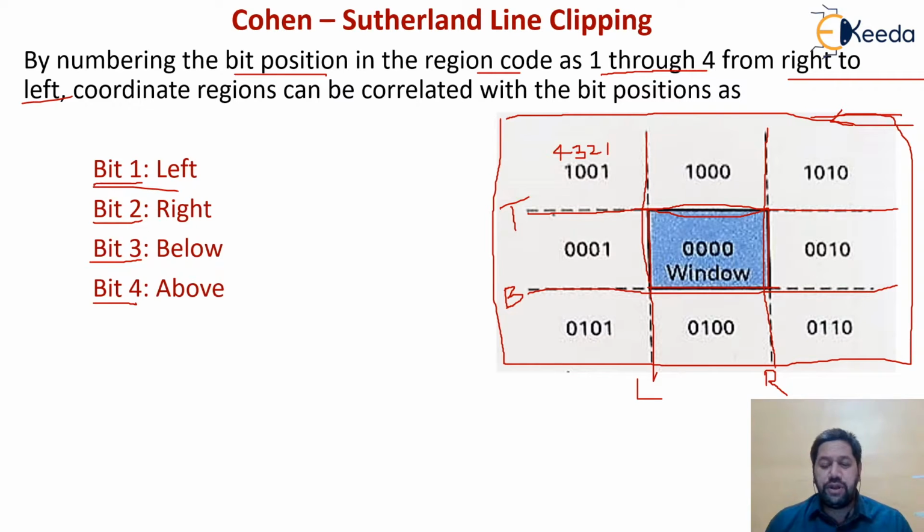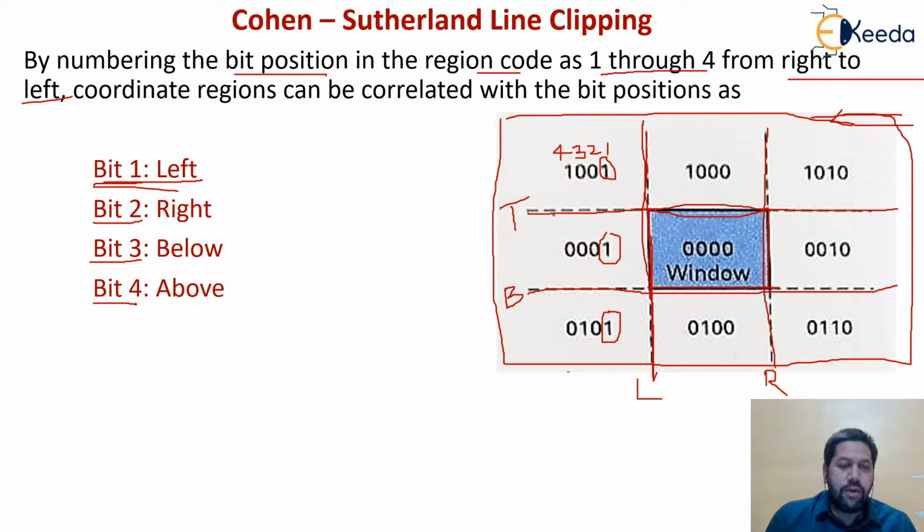Now, bit number 1 is set when the endpoint of the line lies to the left side. This is my left edge of the window. So anything outside this left edge, the first bit is set to 1. This is 1, this bit is also 1, this bit is also 1. Why is bit number 1 set? Because my point lies to the left side of the window.